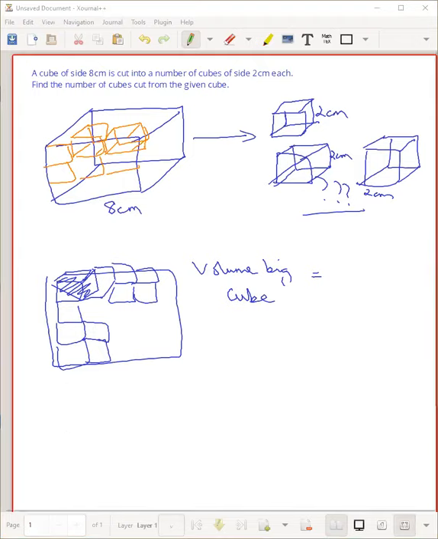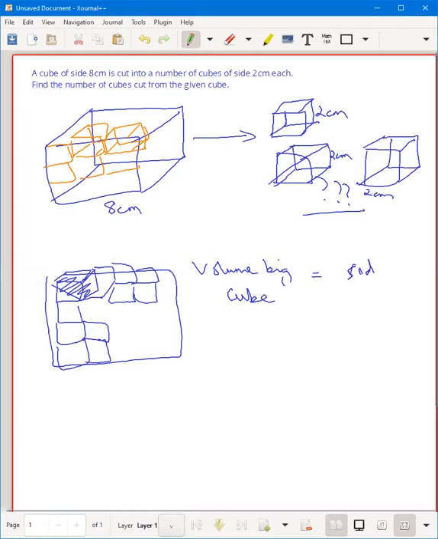Siddhant Singhal, that is correct. Sia, what is the formula for finding out the volume of a cube? Side cube. What is the side in the big cube? 8 centimeters. So what's 8 cube? 512. What will be the unit? Centimeters. No. I told you, in any volume, the unit is cubed. Centimeter cubed. I said it's cubed, remember?